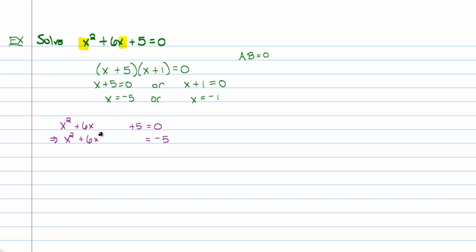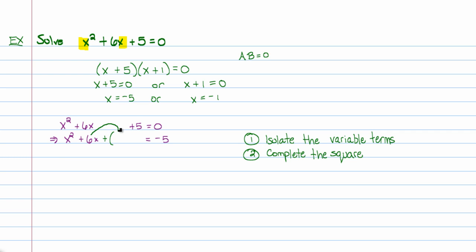And now what I'm going to do is complete the square on the left-hand side. Like I said, first thing I'm going to do is isolate the variable terms. And the second thing I'm going to do is complete the square on the side that happens to have your variable terms. So remember, to complete the square, you add half of this number, so half of that 6 is going to be 3, squared.